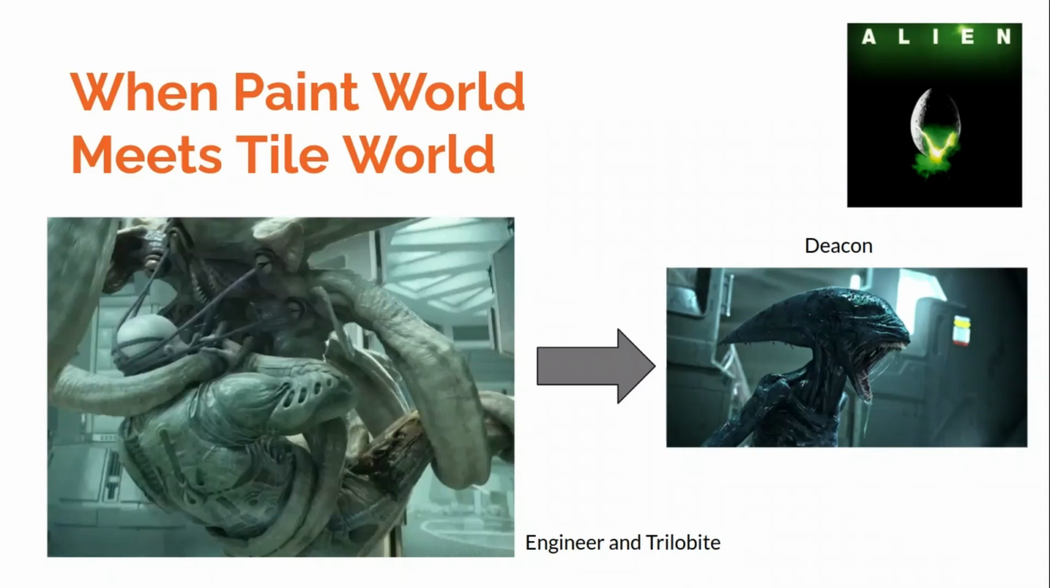We have the Aliens trilogy, and in one of the movies, Prometheus, one of the characters, an engineer, meets a trilobite, and these two aliens basically get into a bout, and eggs are laid. If you're familiar with the Alien movies, you probably know this. It lays eggs into the engineer, and out of that comes this Deacon, which is a much more advanced alien species.